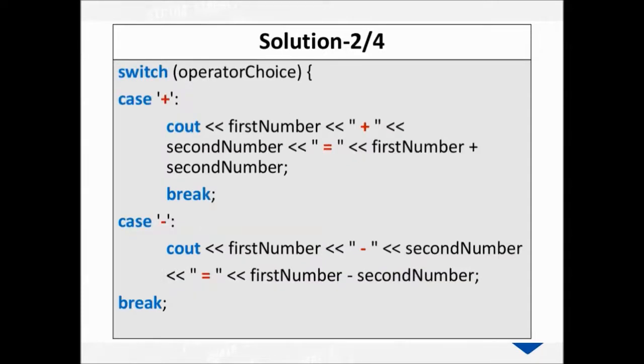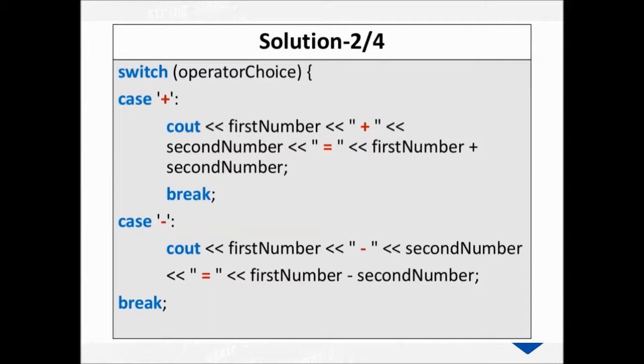After entering the first number, second number, and the operator, we insert a switch statement on the operator choice. If the user wants addition, then we have the first case of addition. Under the case of addition, we simply print the addition of the two numbers entered by the user, meaning first number plus second number. If this case is true, then there is a break at the end of this case.